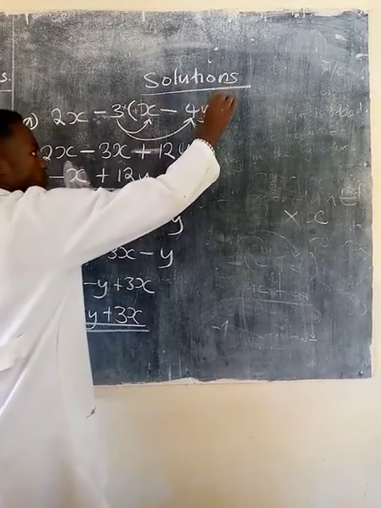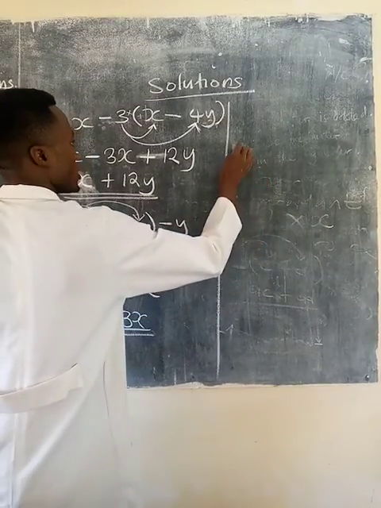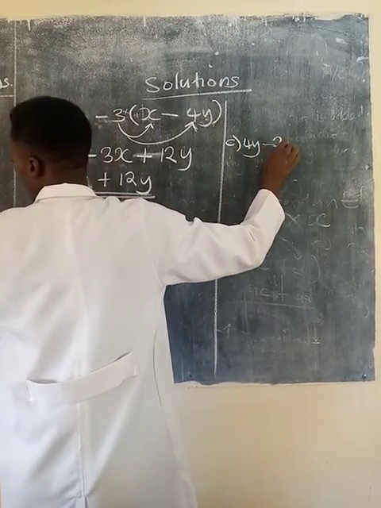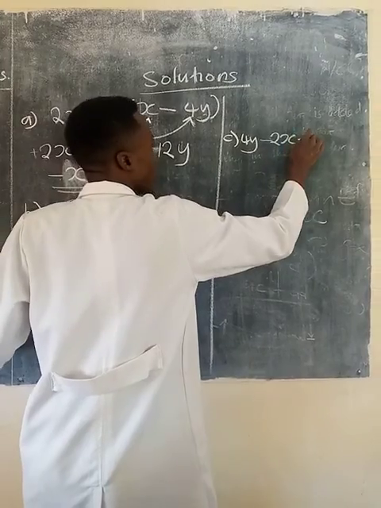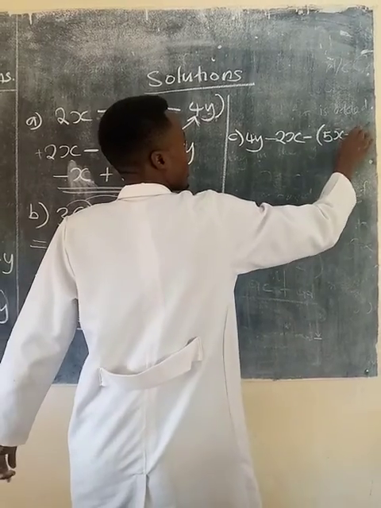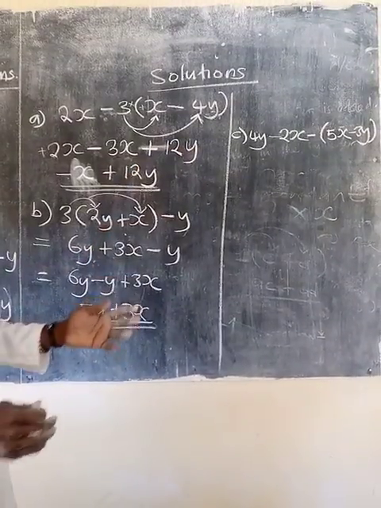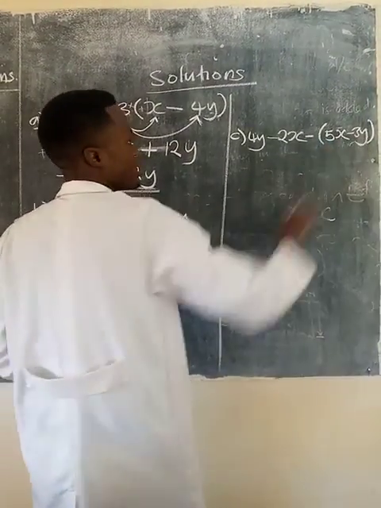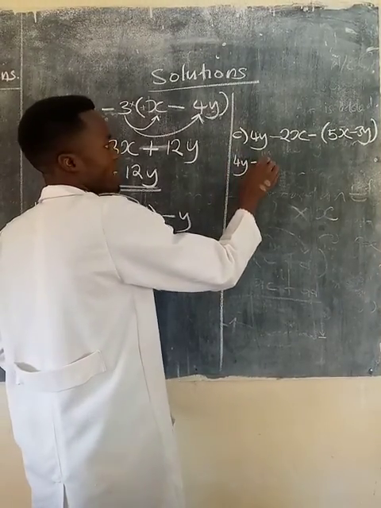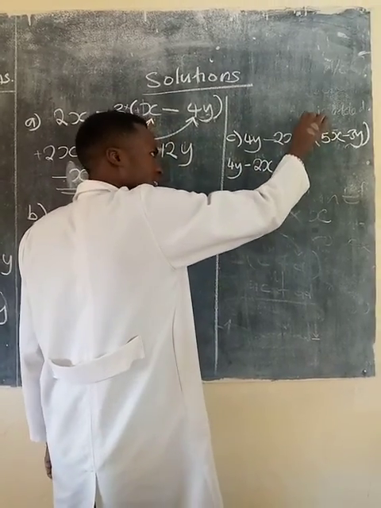Then we go to C. C, we're saying is 4y minus 2x minus, open bracket, 5x minus 3y, like that. So obviously there we need to first deal with the brackets. Open up the brackets because what is inside there can't be simplified. So you open them up. So we say this is 4y minus 2x. Then there is just a minus. Then we know that there is a 1 there.